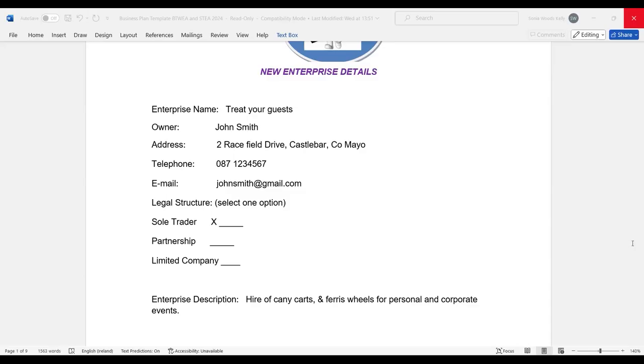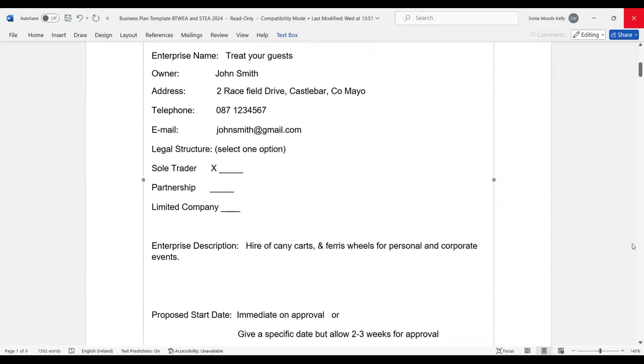The next section you're asked for here is a description of your enterprise. So this is just an overview because you will be asked for a more detailed description later on in the form. So for the purpose of this example, the enterprise or business description is the hire of candy carts and Ferris wheels for personal and corporate events.